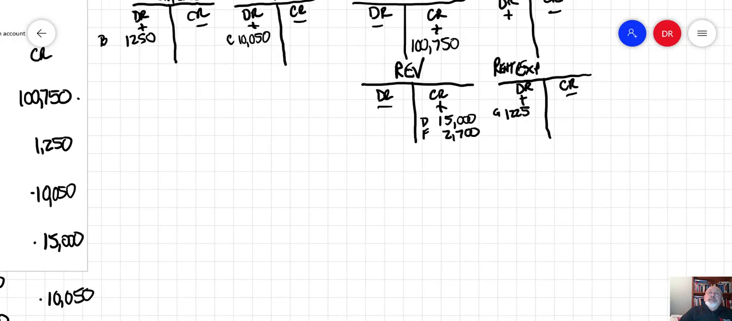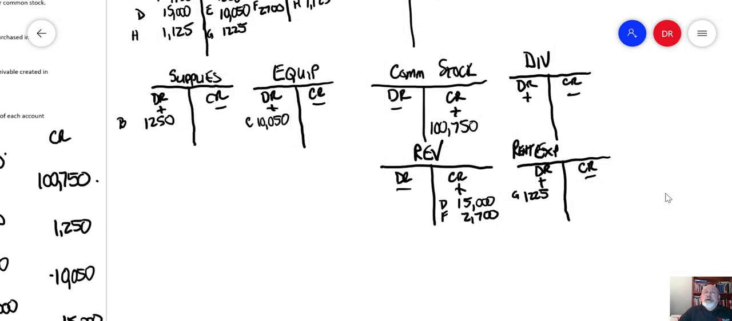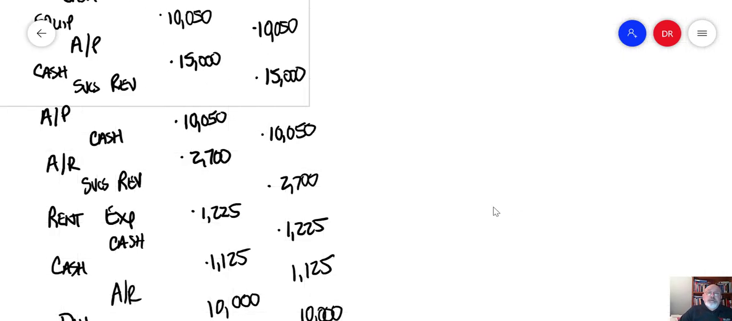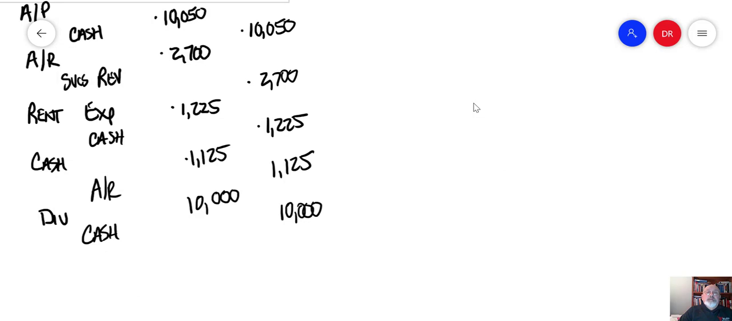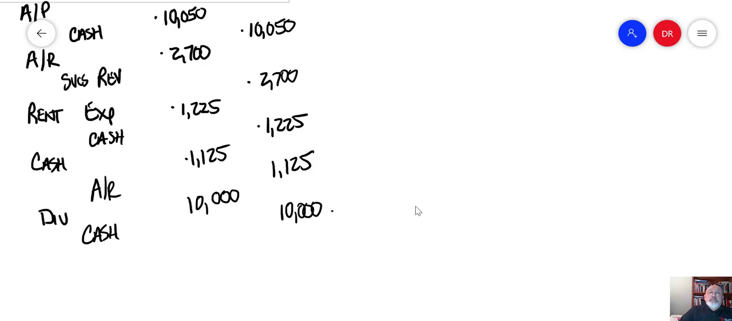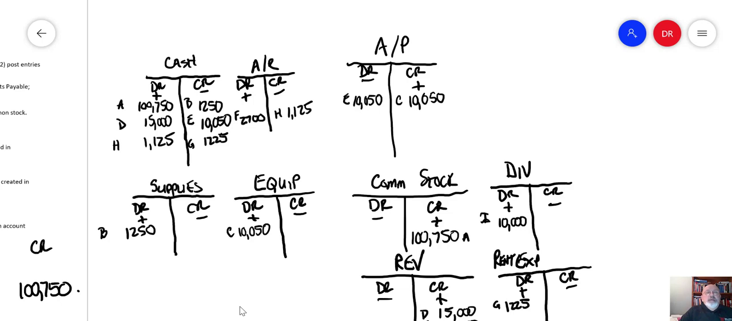Okay, the last one we have is the dividend for letter I for 10,000. So we'll come over to the dividend account right here, reference it with letter I. This should have been letter A right here. Letter I here. That's 10,000 for the debit. The credit will come out of cash, which is what we have here in the journal entry. So we'll go back up to cash. Anyway, the credit here is 10,000.